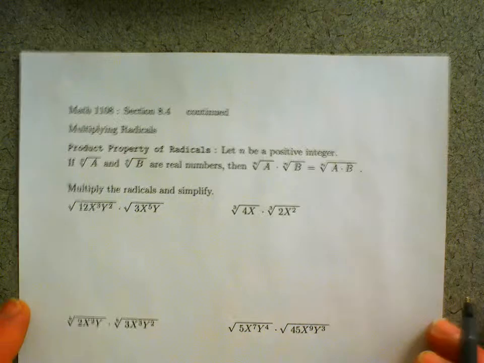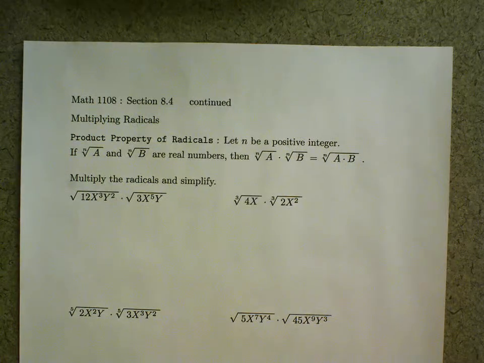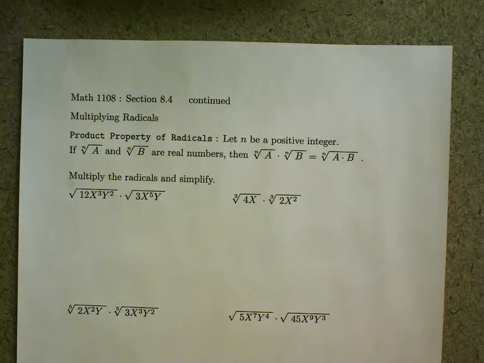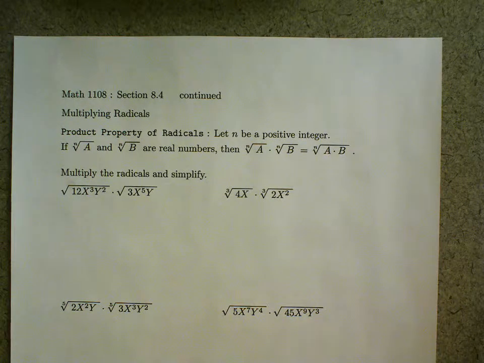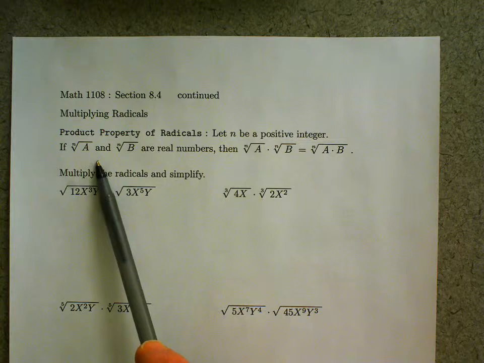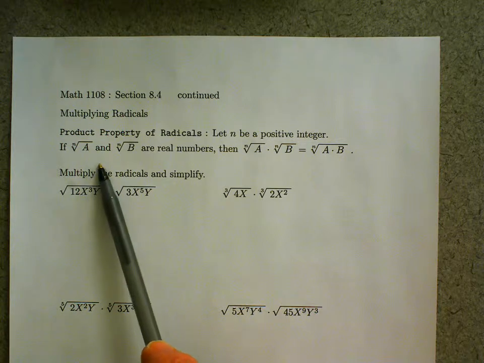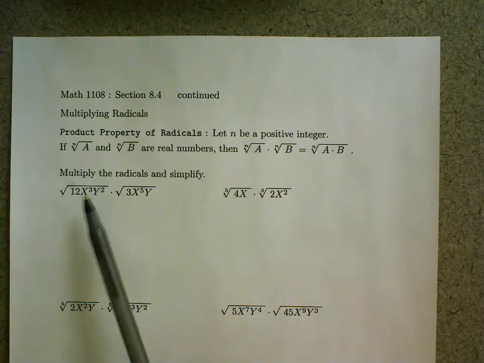So make sure you distinguish between multiplying and adding and subtracting. So when we multiply radicals, we will apply the product property of radicals, which we have seen, but now we're going to use it in the other direction.